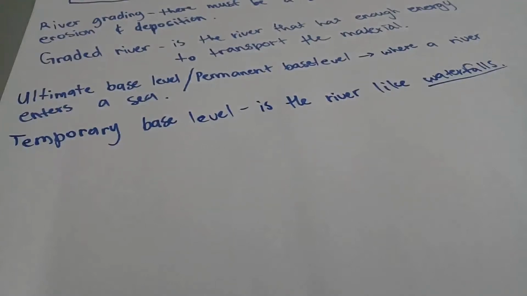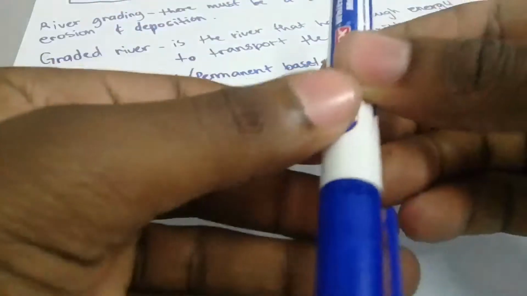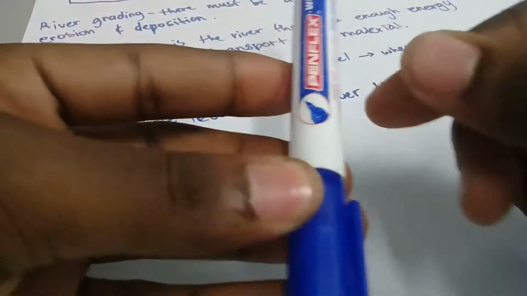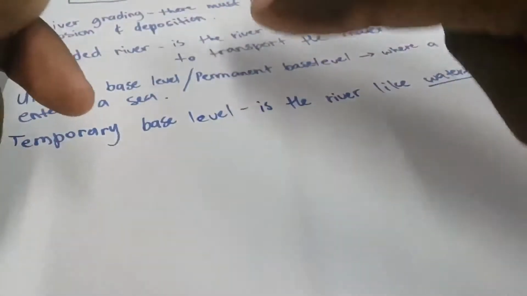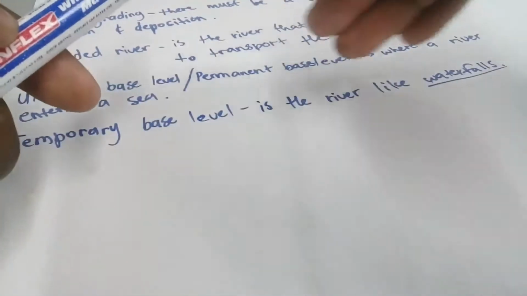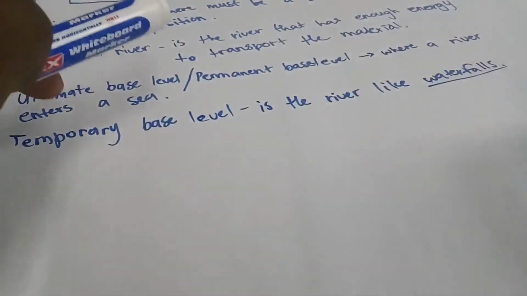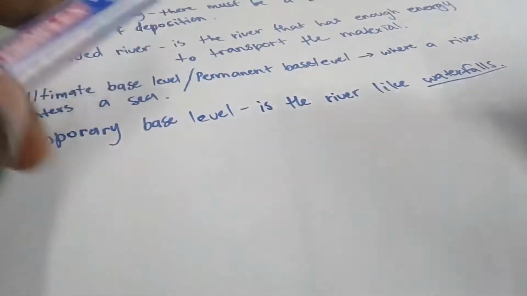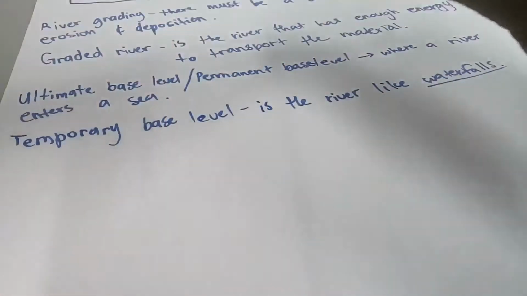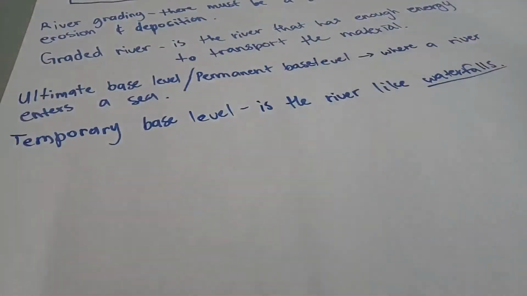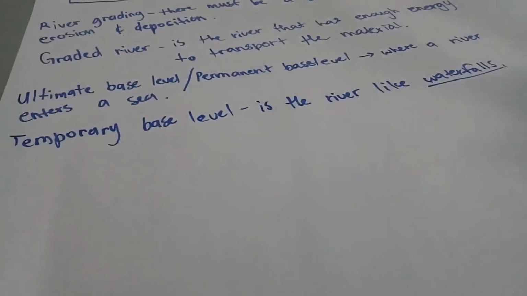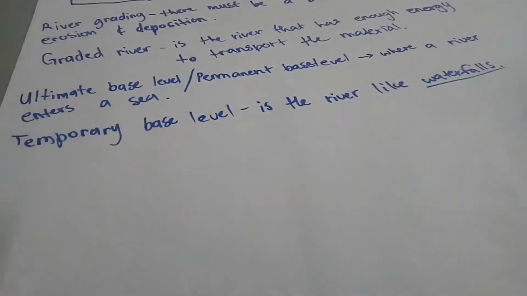Yes, so a temporal base level is level during the movement in the course of a river. It's level, and now it starts to go down, forming a waterfall. That's a temporal base level. Yes, it occurred because of the ungraded profile. So that's a temporal base level.